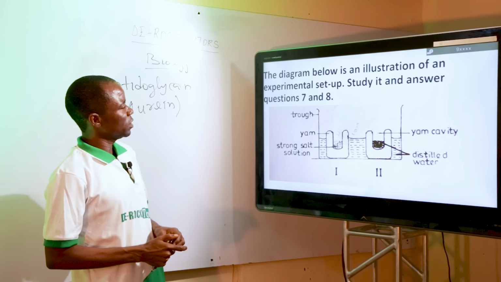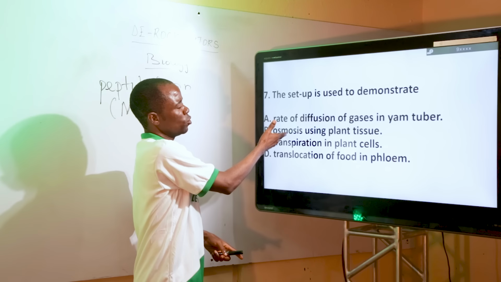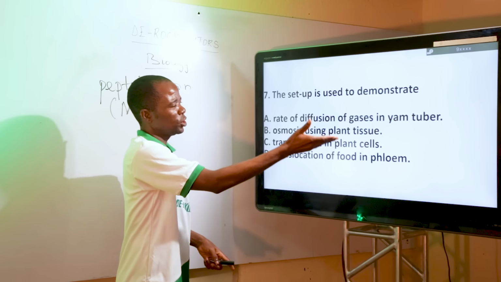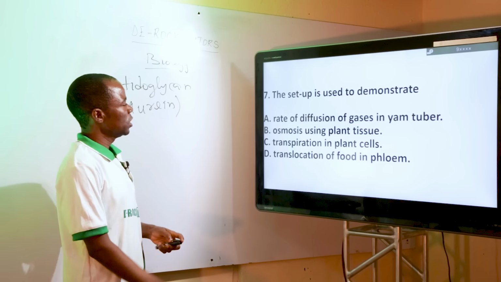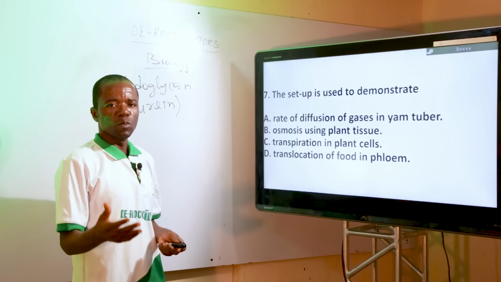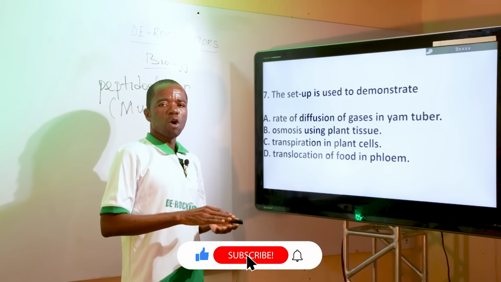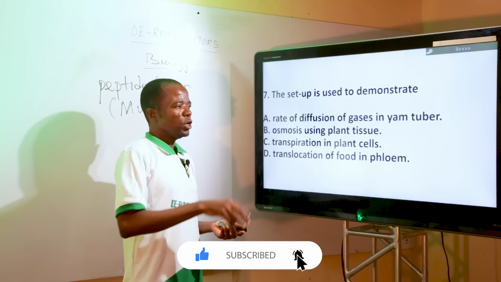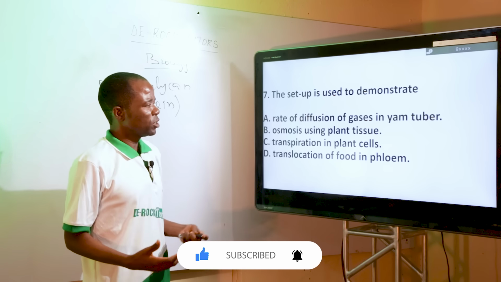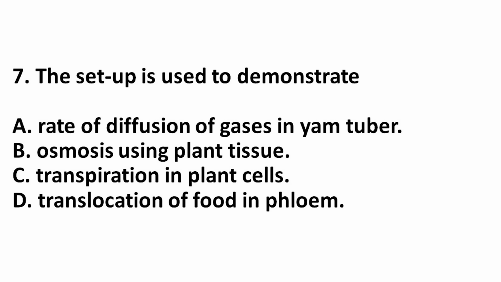So let's take a look at number 7. The setup is used to demonstrate... So we can see option B, osmosis using plant tissue. So the correct answer for number 7 is osmosis using plant tissue. And we know that osmosis is the movement of water molecules from a region of higher concentration to a region of low concentration across a selectively permeable membrane. So the correct answer once again for number 7 is B.